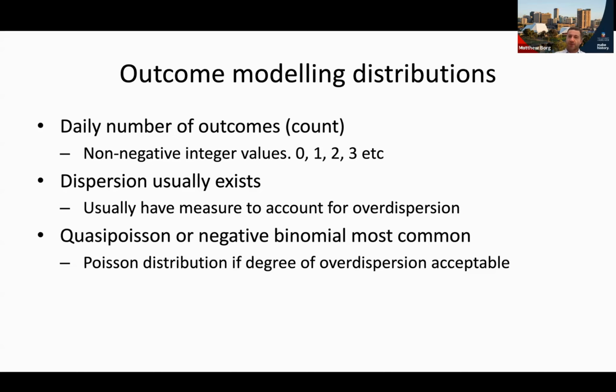You don't have to use these. Poisson distributions tend to be commonly used as well if the degree of over-dispersion is acceptable. Some models might use more individual level data, and they can use instead conditional logistic or Poisson distributions that tend to more natively incorporate dispersion.